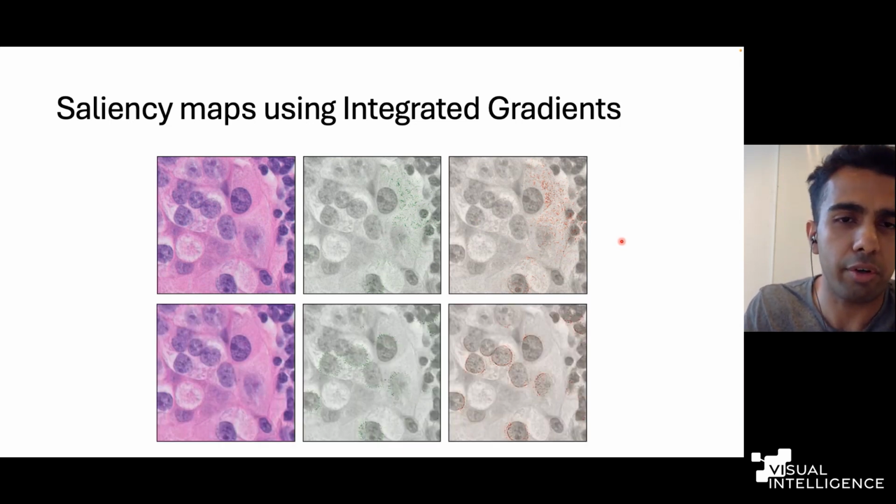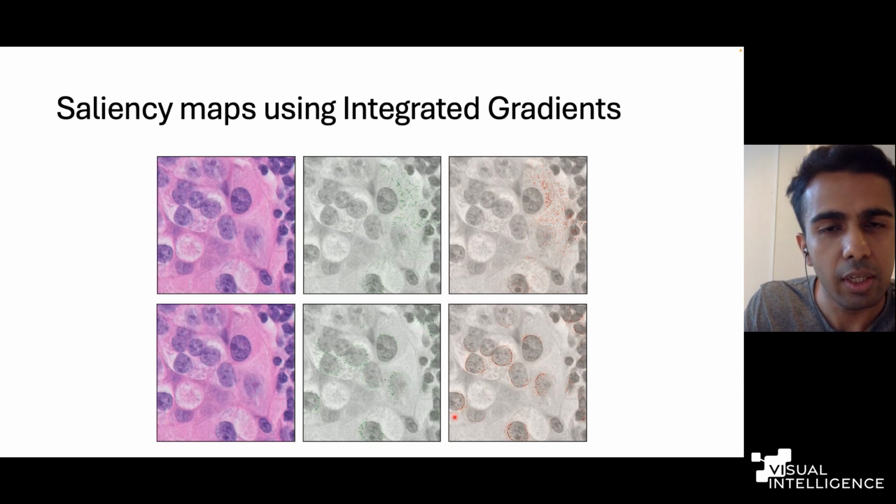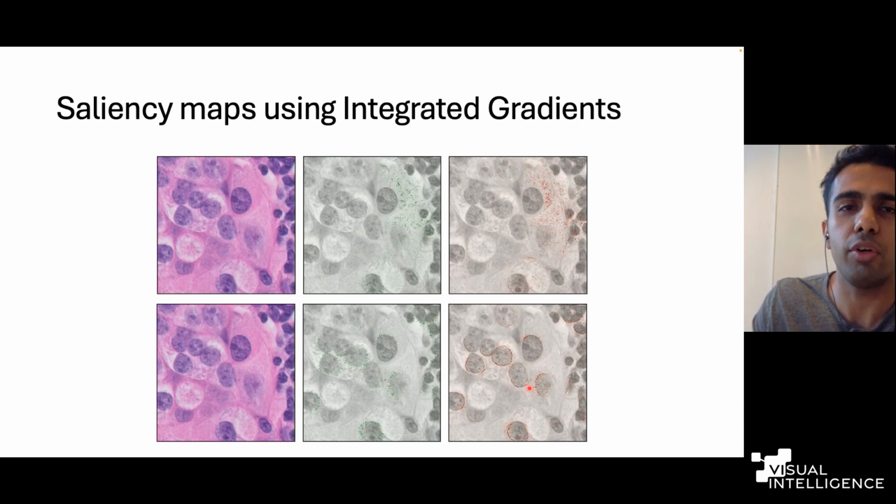For our method, it looks only at nuclei. If you look at the boundaries here, it's looking exactly at the boundary of the nuclei, right? Both for the positive class and the negative class. So our method drives the point home that it's focused only on nuclei.